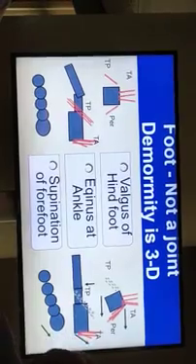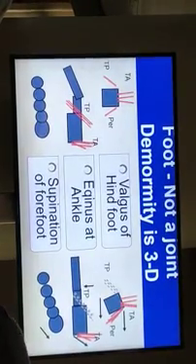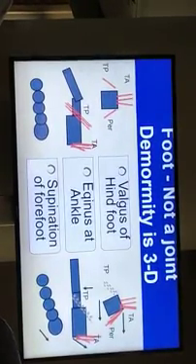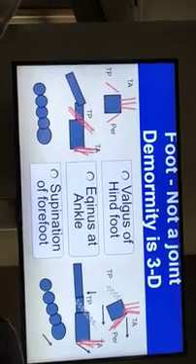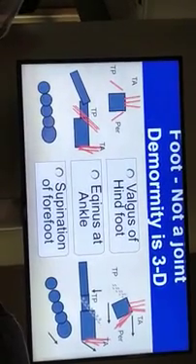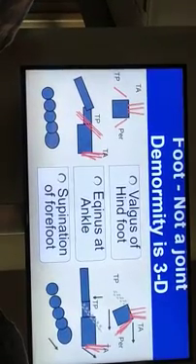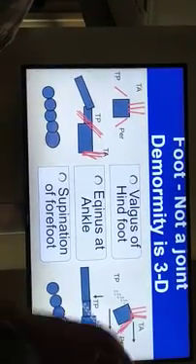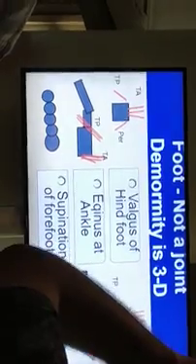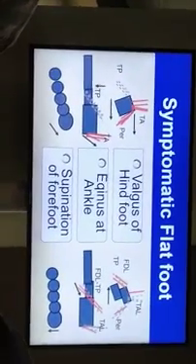So flat foot is not a joint problem, it's a 3-dimensional deformity. There is a valgus hind foot, there is an equinus at the ankle, and there is a supination of the forefoot. So normal, and on the right side what you see is the flat-footed pathology where the tibialis posterior is lost, the Achilles is tight, and the forefoot is subluxed. So how do you go about correction? You need to correct the valgus.